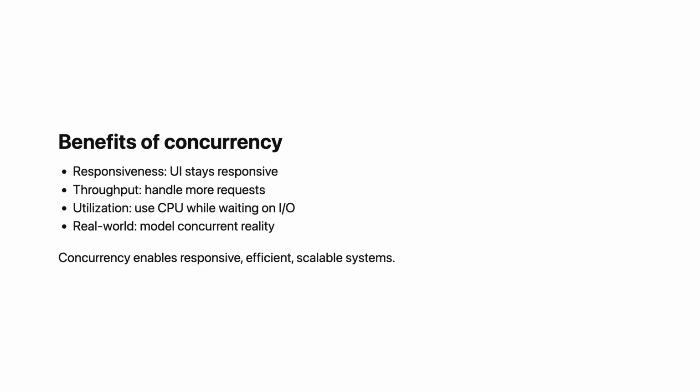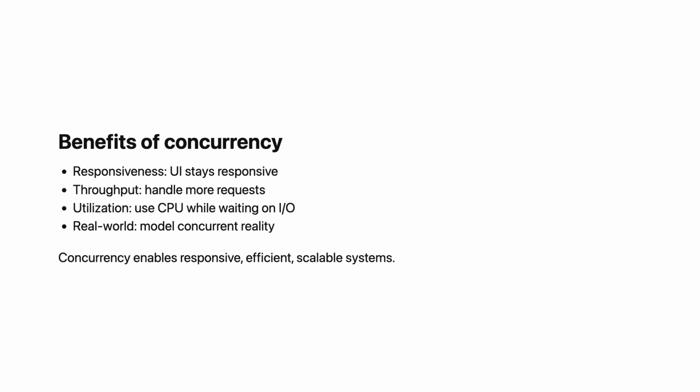Resource utilization. CPUs are fast. Networks and disks are slow. If you wait for I/O, the CPU idles. Concurrency keeps the CPU busy while waiting for I/O elsewhere. Real-world modeling. The world is concurrent. Users, sensors, services act independently. Concurrent programs model this naturally. Concurrency enables systems that scale, respond, and efficiently use resources.